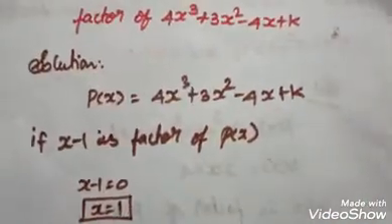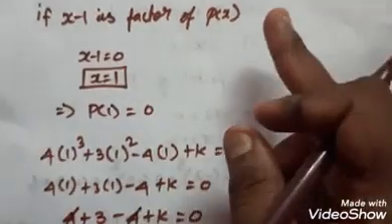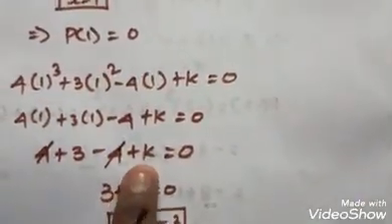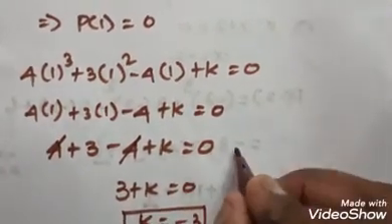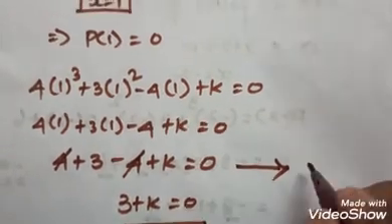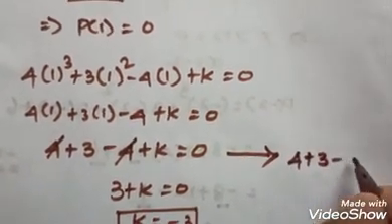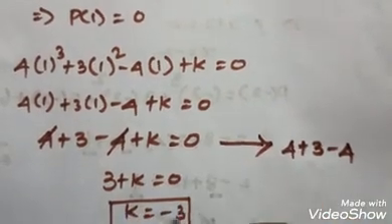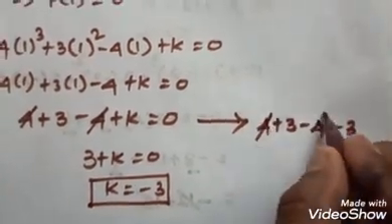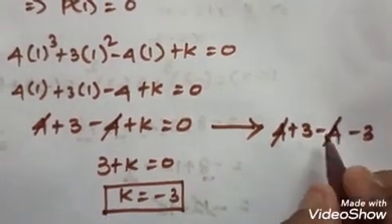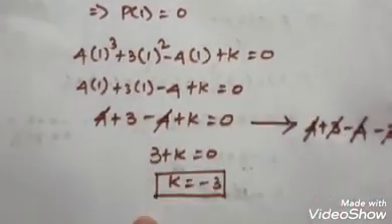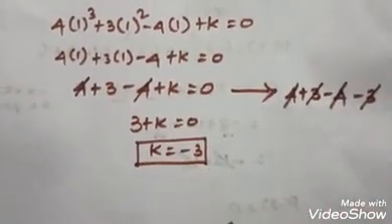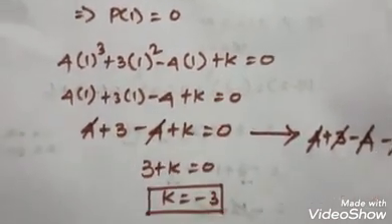So here the value of k is minus 3. For verification, I substitute this minus 3 here: 4 plus 3 minus 4, and instead of k I put minus 3. Now you see, plus 4 minus 4 we already cancelled. We get 3 plus k, here plus 3 minus 3 becomes 0. Therefore the value of k is equal to minus 3. Next we have to see the splitting method of factorization.